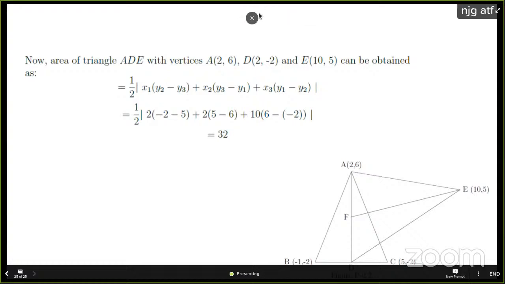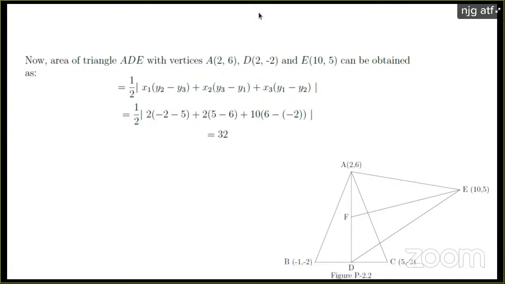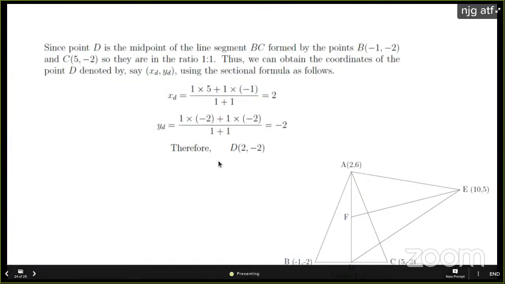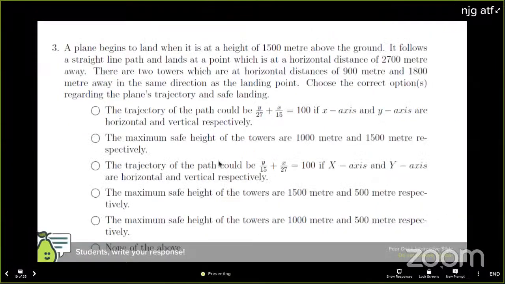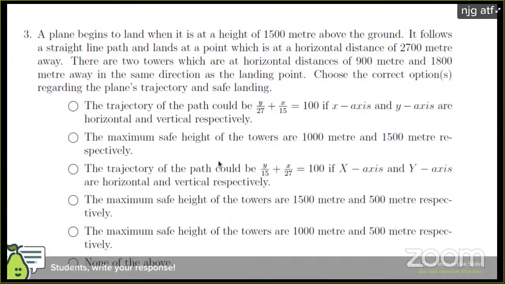Hello, sir. Can we discuss that aeroplane question again? Actually, I missed that part. Which question? That aeroplane one. Okay, this one. Yes, actually, I missed that. Do I have to discuss the solution, or you just wanted to give it a try? No, I want the solution. Solution, okay.